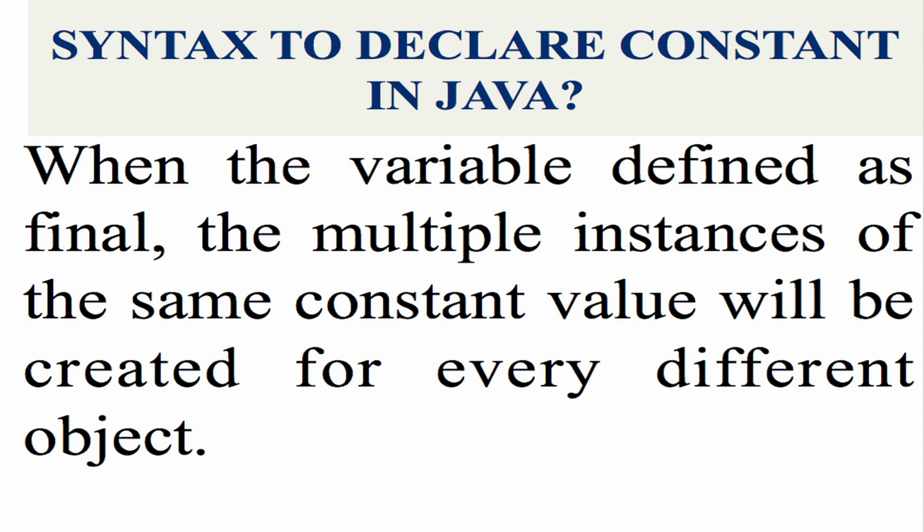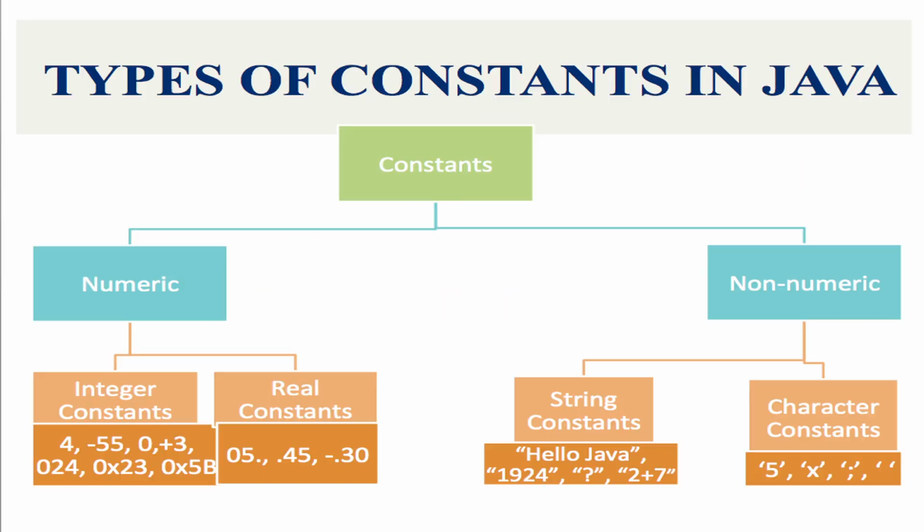The variable constants are of two types, numeric constant and non-numeric constant. Again we will divide the numeric constant into numeric integer constant and numeric real constant. In the case of integer constant, it means whole values. So here we have different integer constants, and real constants are longer values than integer constants. At the same time, non-numeric constants have first of all the first category, that is string, and the second category is character.